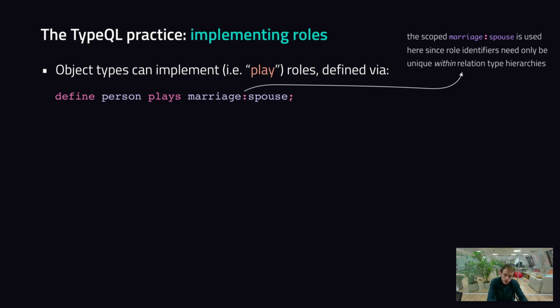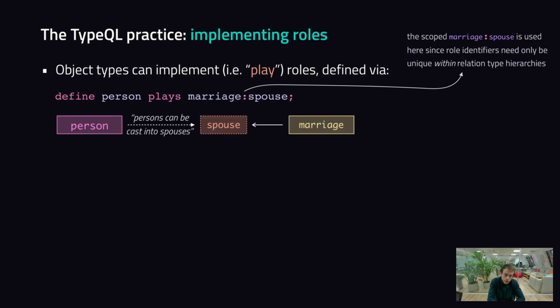What happens when we declare that person plays the spouse role in the marriage relation? Well, diagrammatically, it's pretty straightforward. We already saw the concept of person, we saw the concept of marriage and the dependency on the spouse interface. So this definition adds one more arrow here. It adds an arrow from person to spouse. And that simply says that persons can be cast into spouses. So they can play the role of spouses. Yeah, they can be cast into that interface type.